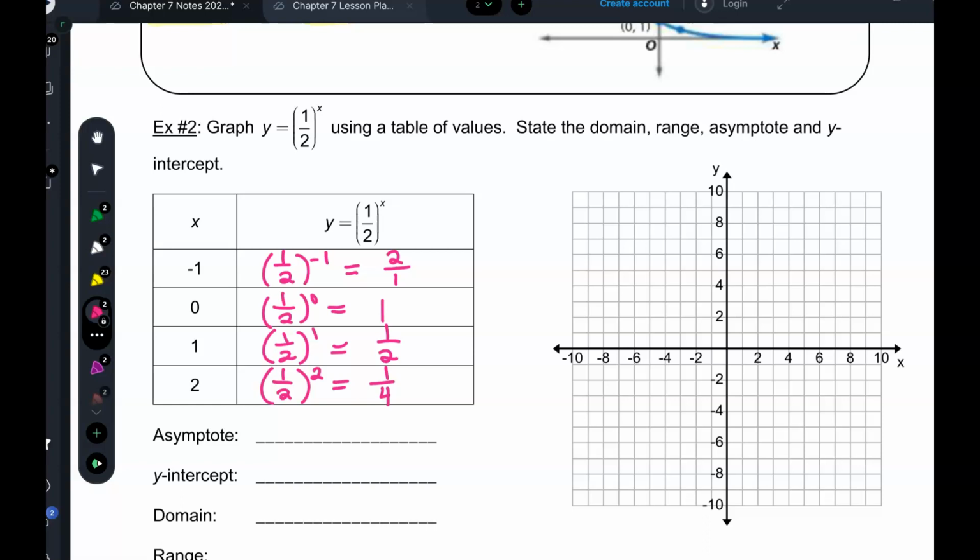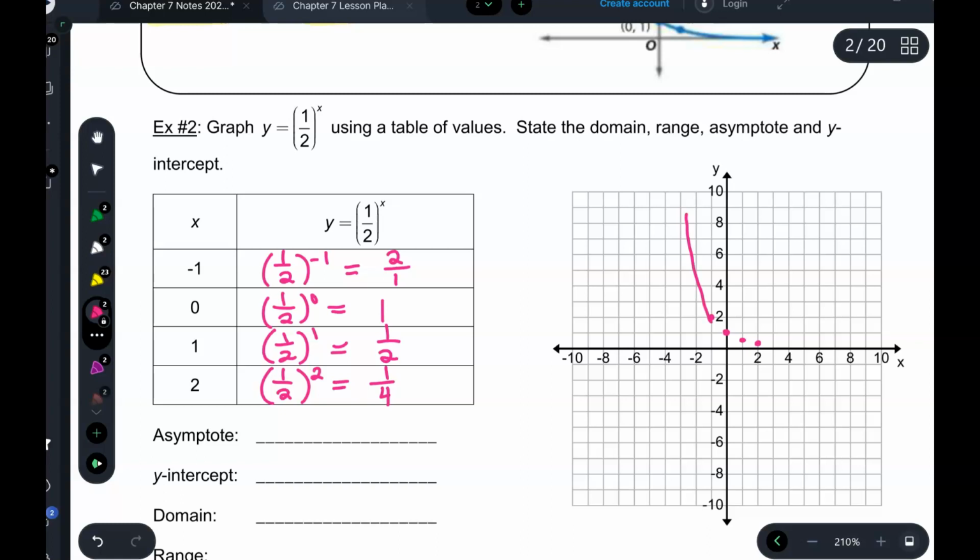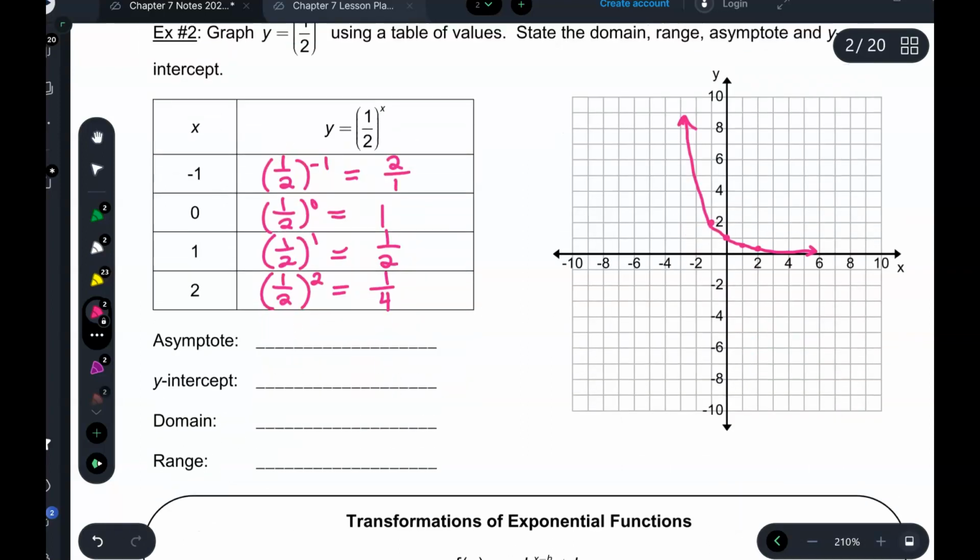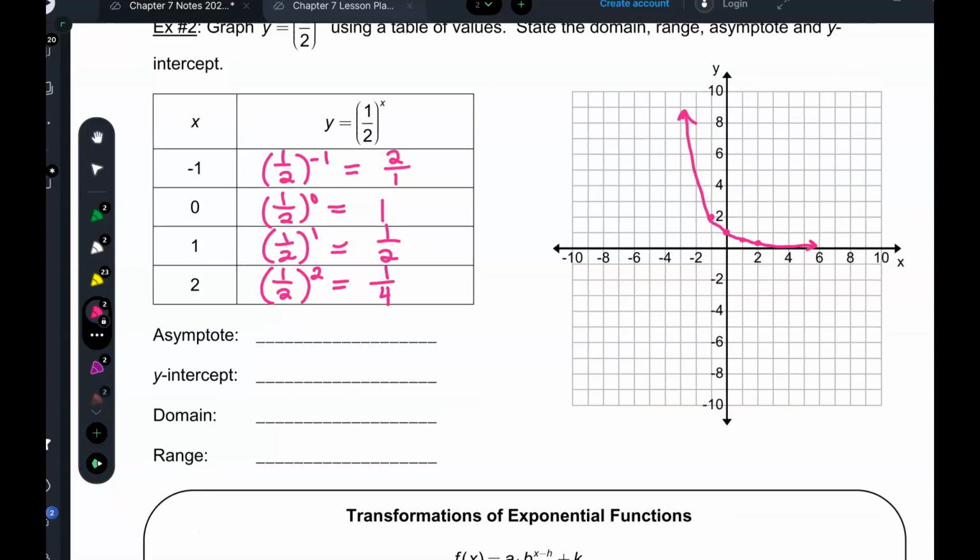So at -1, we'll go to 2. 0, 1. 1, 1/2. And then already at 2, it's getting really close to the axis. So it's going to go up to the left, down to the right.